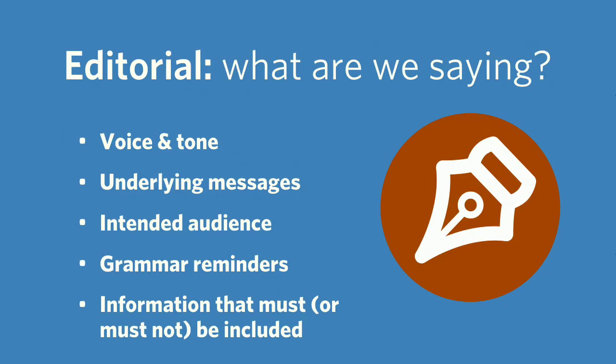So editorial is information about what we're saying and how we are going to say it. There's a lot of things that fit under editorial. So voice and tone, if you have voice and tone guidelines in your organization, which not everyone does, and that's fine, but if you have them and you have words that you want to use in particular, reminders to use those words, any kind of underlying messages or things like be sure to mention our environmental initiatives in any of the things that talk about our Charlottesville programs.